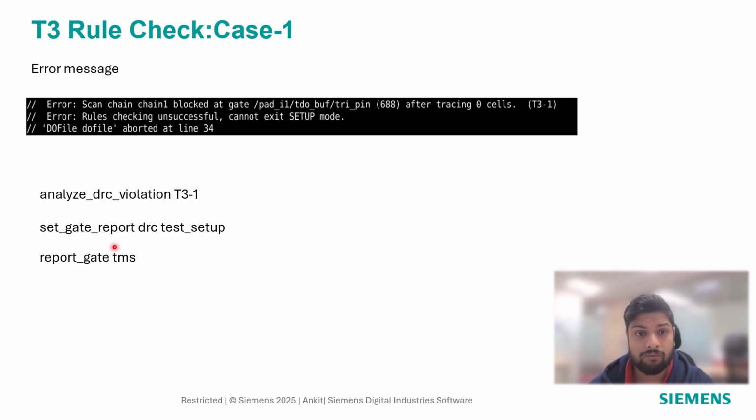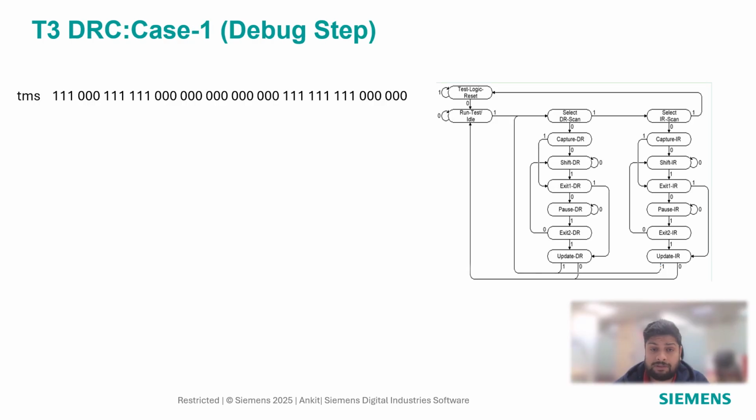For that, we run set gate report DRC test setup. And finally, we have to check the TMS value in test setup because an incorrect TMS can lead to the tap not entering the shift state. We can check it by report gate TMS. So this slide shows the TMS value in the test setup mode. To understand whether the tap controller reached the correct state, we simply compare these TMS values with the JTAG state diagram.